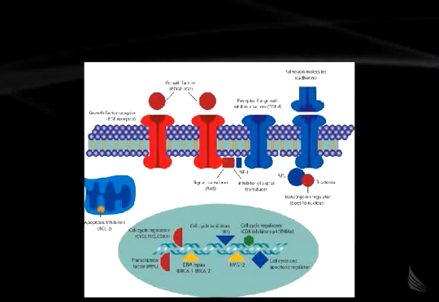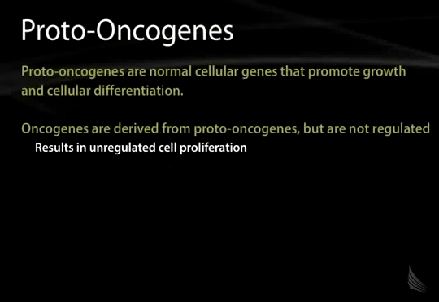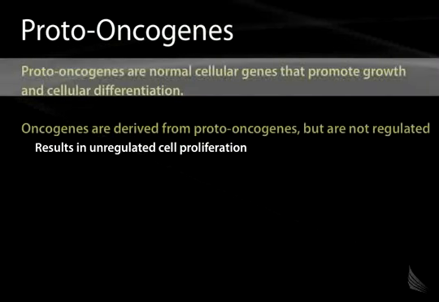Oncogenes are derived from proto-oncogenes, but the important point is, unlike the proto-oncogenes, oncogenes are not regulated. This leads to unregulated cell proliferation and growth. Now, to deal first with those genes that control cell growth, these are the proto-oncogenes. These are normal cellular genes that are normally involved in promoting cell growth and differentiation.